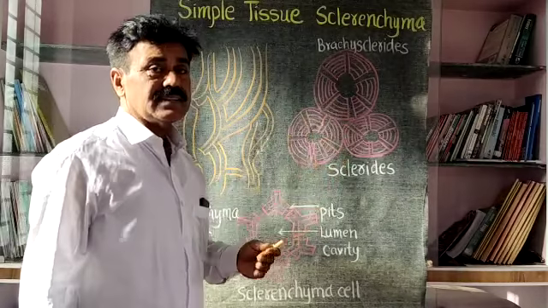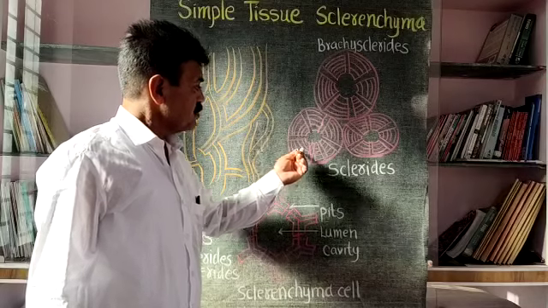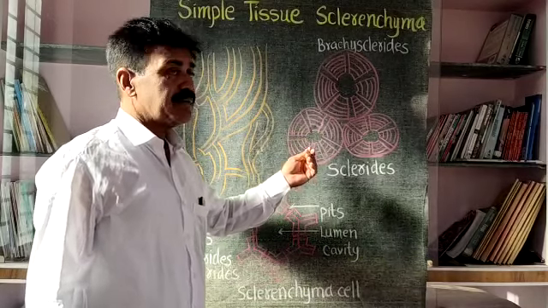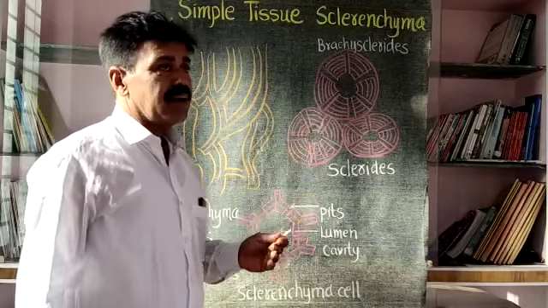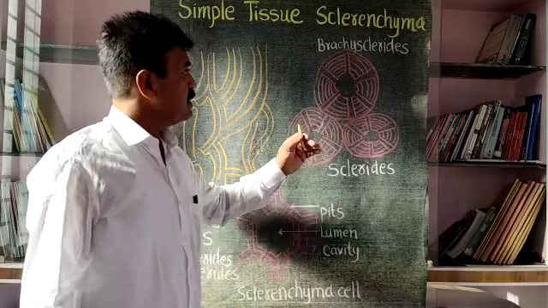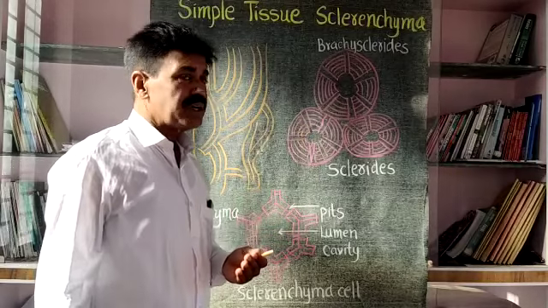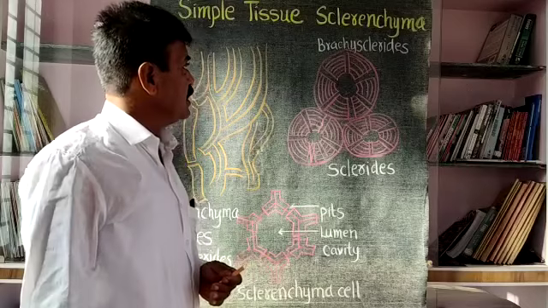Sclereids. The sclereids have much more thickening than the sclerenchyma cells. The lignin deposition is more than in the sclerenchyma fibers or sclerenchyma cells. These sclereids are present in isolated patches, instead of in a group, and they are more thickened and more lignified than the sclerenchyma cells.